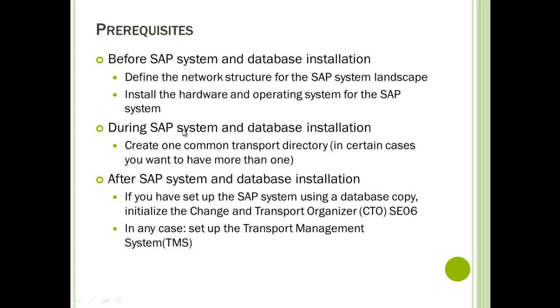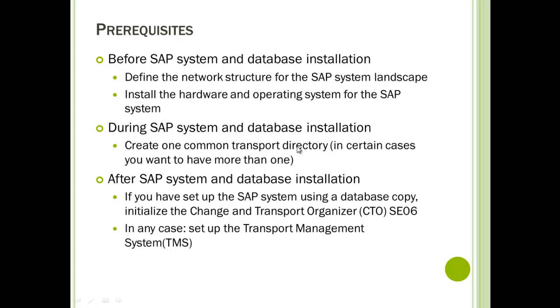During the SAP installation, we also need to create one common transport directory, which saves all the TR files, the transport files, the raw files, into one common directory, which should be accessible for each SAP system. This can be one common directory, or it can also be more than one.